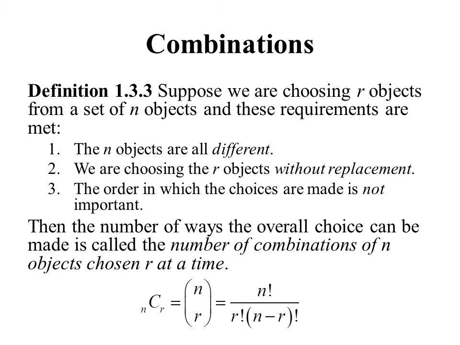Okay? So then the number of ways the overall choice can be made is called the number of combinations of n objects chosen r at a time, and it's denoted nCr, or it's also denoted like this, n over r.